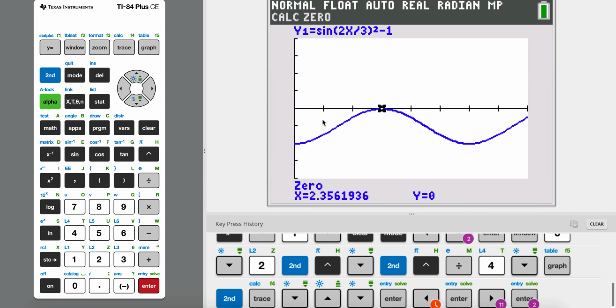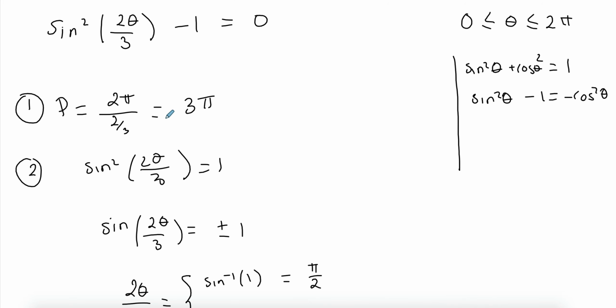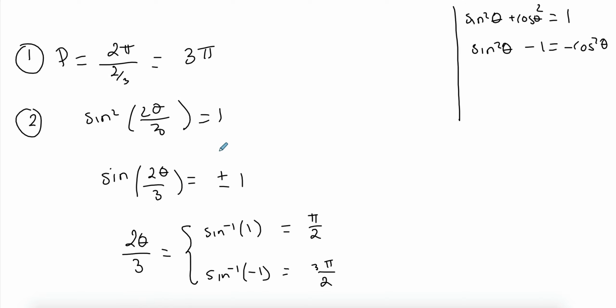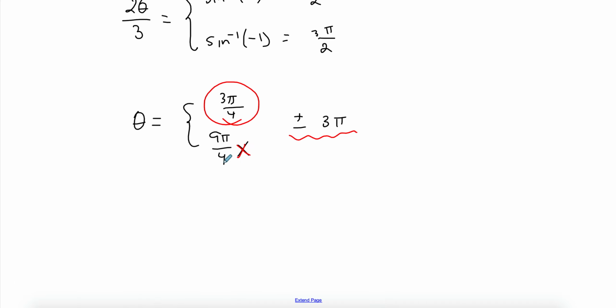And use the method. The method would work again if your period has not changed, even if your period is 2 pi, but your domain is restricted or different, you can still add whatever period you have. So try and do it for negative cos squared theta. Instead of this, you would get negative cos squared of 2 theta over 3 equals 0, and try to solve this, and you should reach the same conclusion.